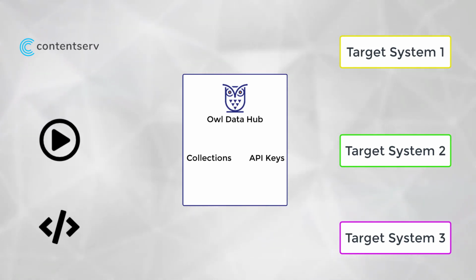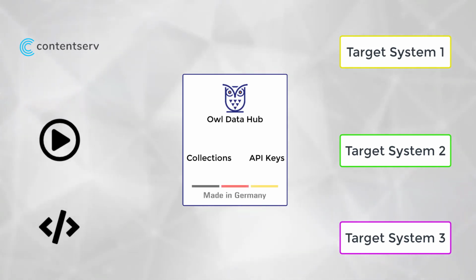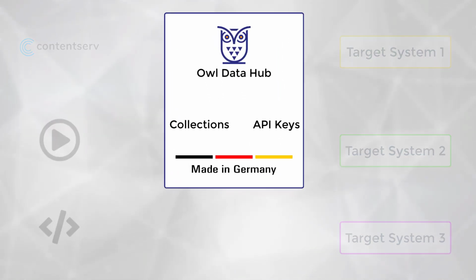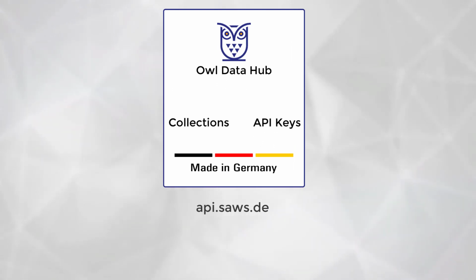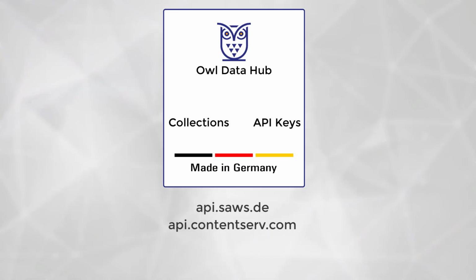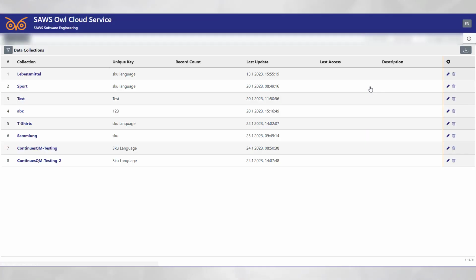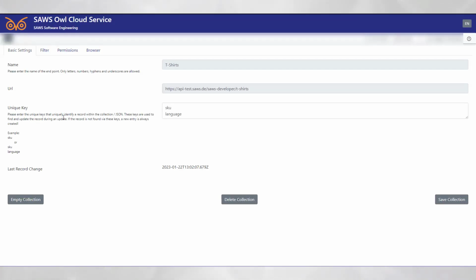The OWL Data Hub is located in our data center here in Munich, and it is online around the clock. This means that your customers can query the needed product, price or stock data whenever they want. It will be accessible via the URL api.saws.de and soon on api.contentserve.com too. You can find the exact access URL in the collection settings.